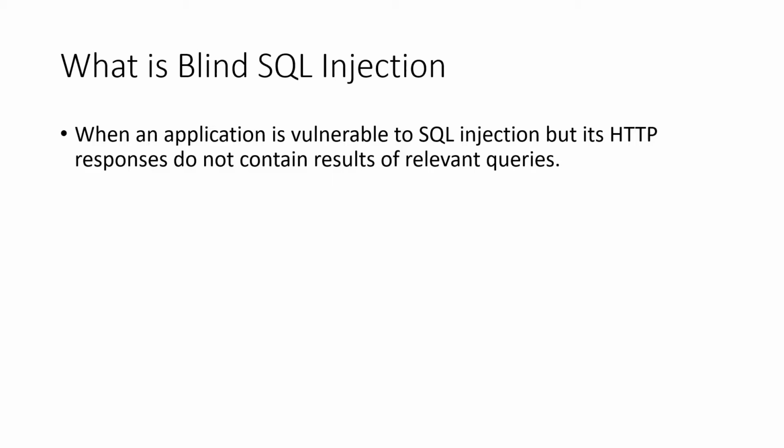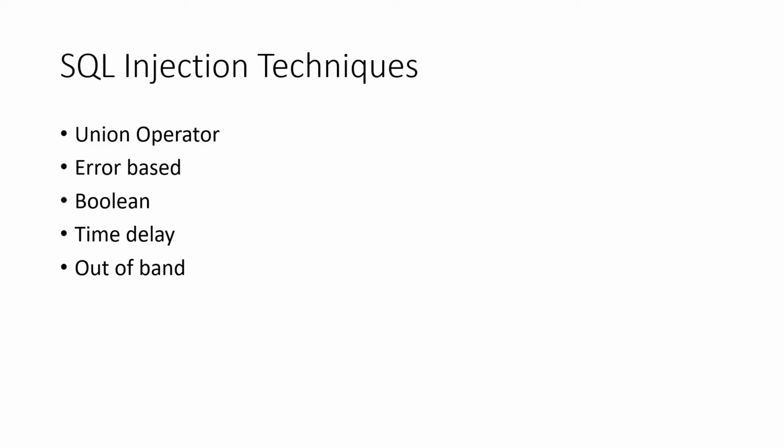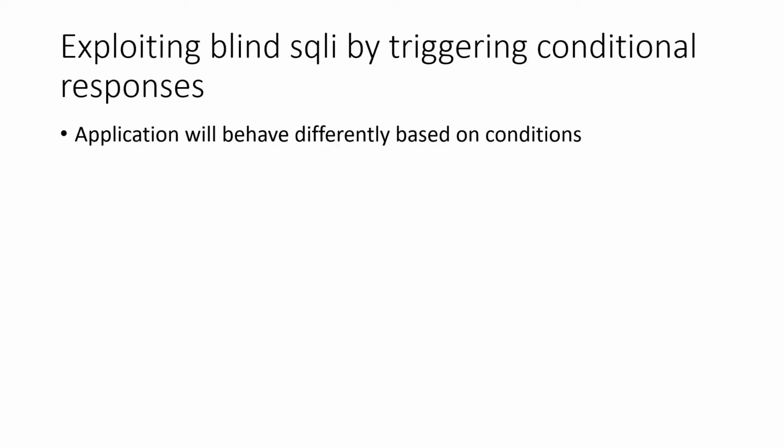SQL injection, but it's going to be a bit harder. So these are some of the common techniques to exploit SQL injection. You can also combine them, but there's union operator, error-based, Boolean, out of band, time delay. All of these will work, but in this case, we're going to be combining union and Boolean. And today we're going to look at exploiting blind SQL injection by triggering conditional responses.